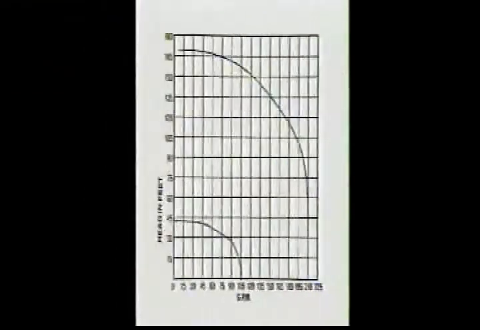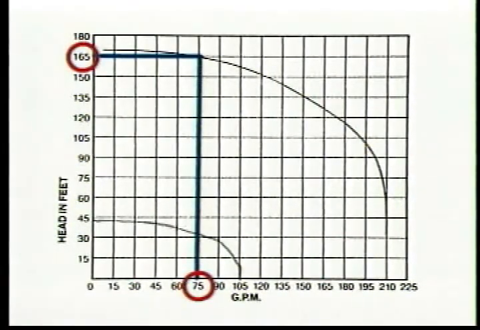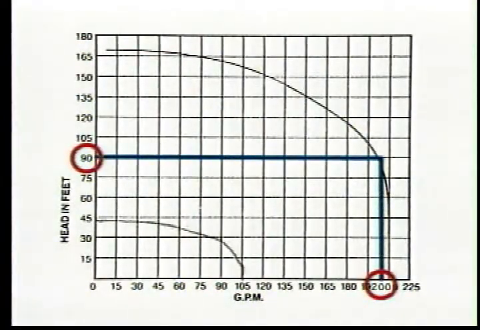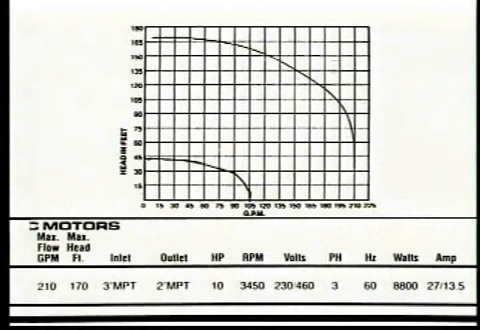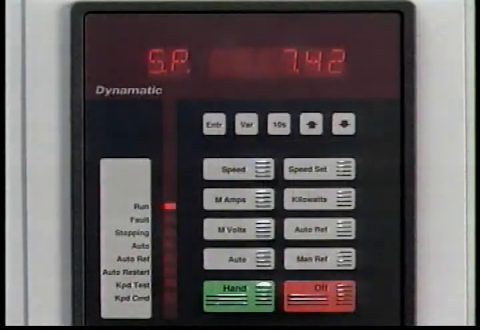For example, the performance curve indicates that this pump can produce 75 gallons per minute against a head of 165 feet. If the head is reduced to 90 feet, it can pump about 200 gallons per minute. The performance curve will be accurate if the pump is powered by a 10 horsepower motor rotating at 3,450 RPM. Changes in the speed of a pump, of course, will change a pump's capacities.